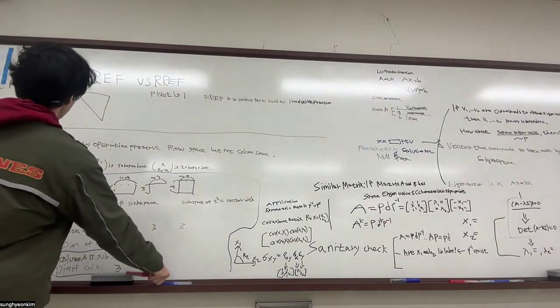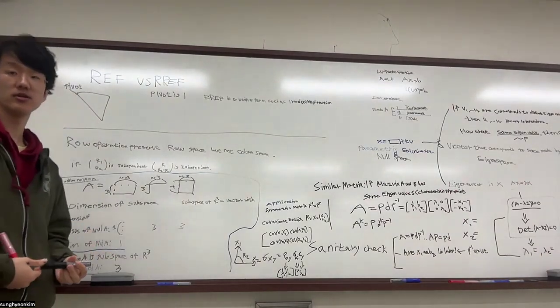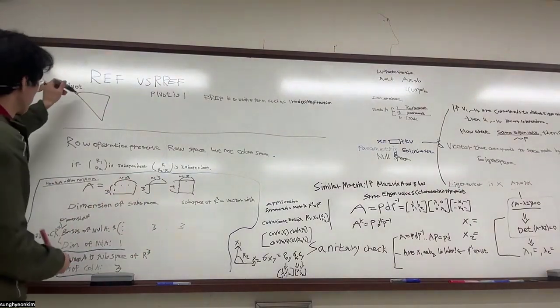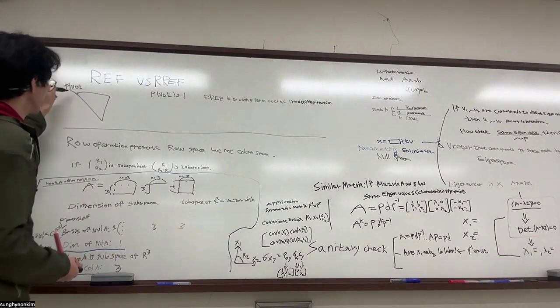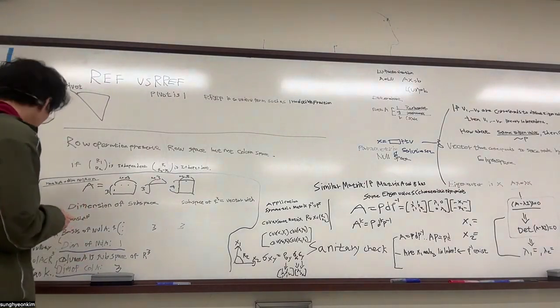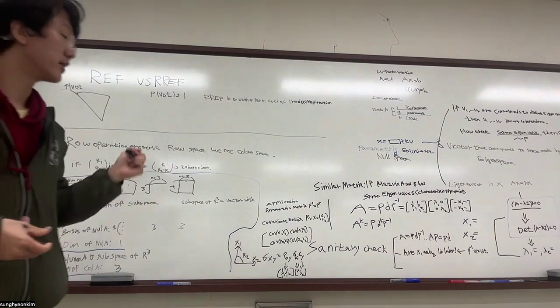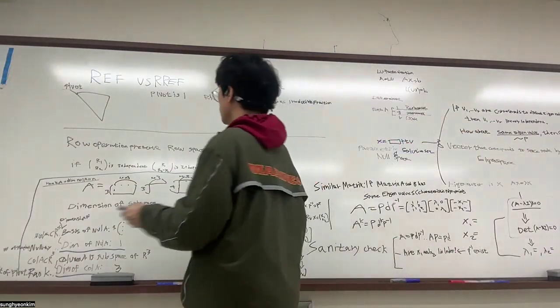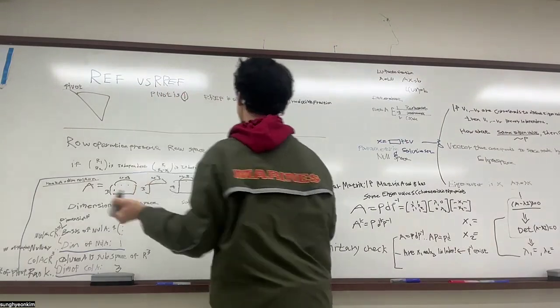The difference is when you are in echelon form, you should make it triangular, and there will be a pivot. If you go to reduced echelon form, the pivot should be 1.